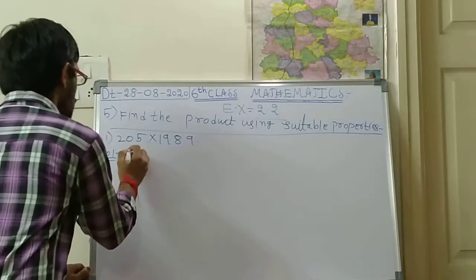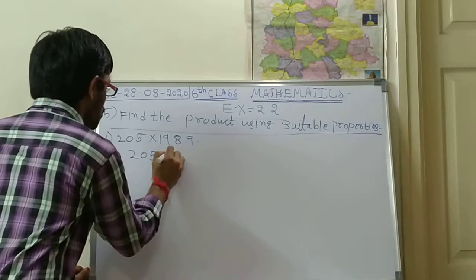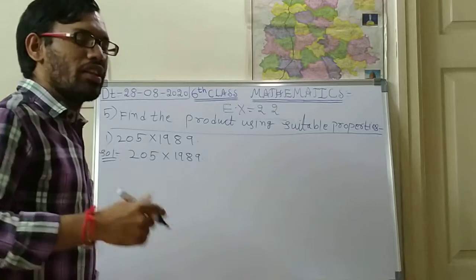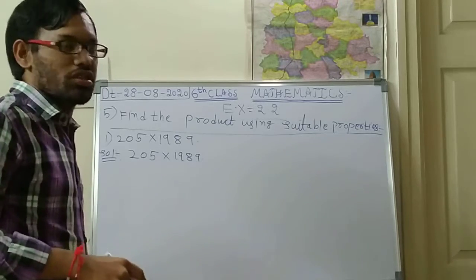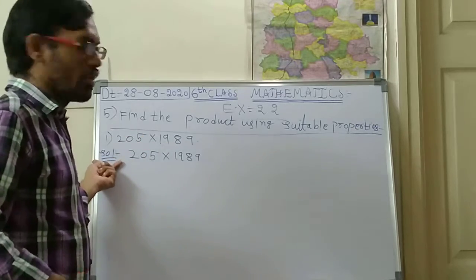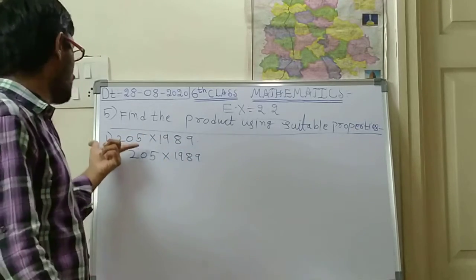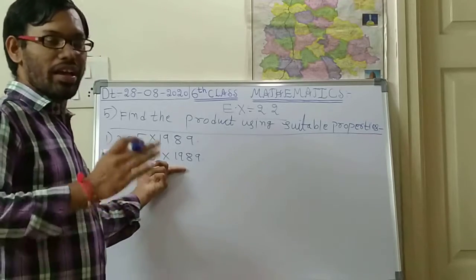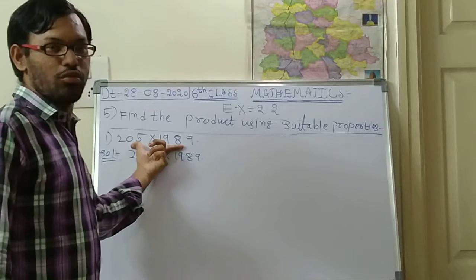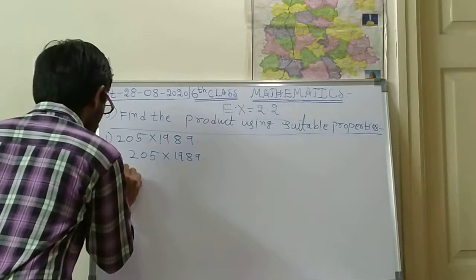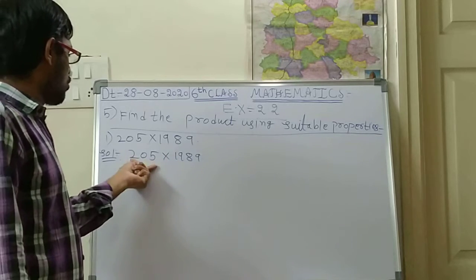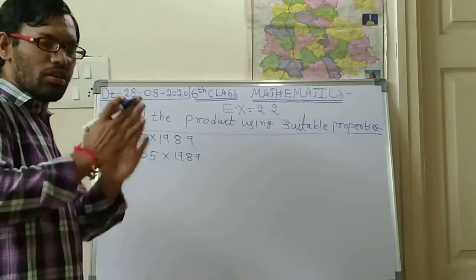Solution. First you should write the same question as it is, 205 into 1989. In the exam you are not supposed to write the question again. Directly you will write the first solution or second solution, whatever it is. But in the notebook, the first step is to write the same question. Next step, you should divide these two, 205 and 1989.